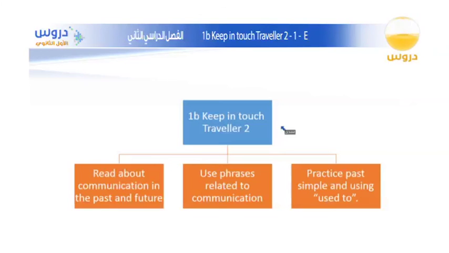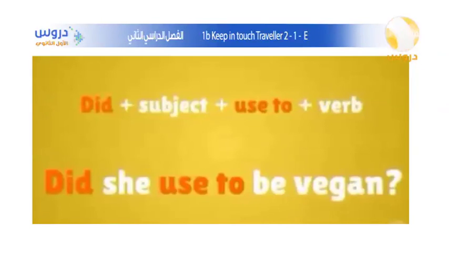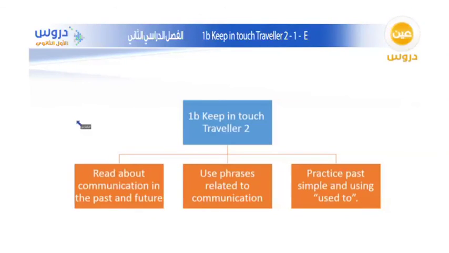Okay, here we have the end of our lesson today. Here we have a summary for our lesson. 1B, Keep in Touch, chapter 2. We talked about 3 things. We read about communication in the past and future, and also used some phrases related to communication, like keep in touch. The last one is practicing past simple and using used to. So this is the summary for our lesson today.